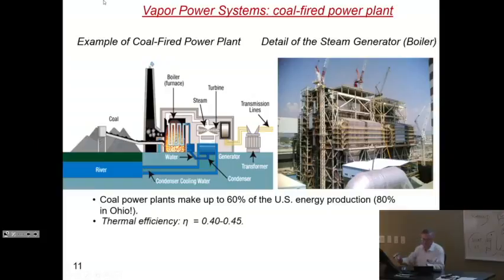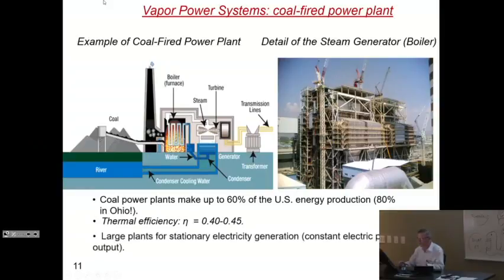Typical thermal efficiency is 40 to 45%. Most plants are very, very old. Some plants are 80 years old. I don't know of any that's 100 years old. The more modern plants, of course, have better efficiencies than the older plants, but we're still stuck with a lot of old plants. These are always large plants for stationary electricity generation.